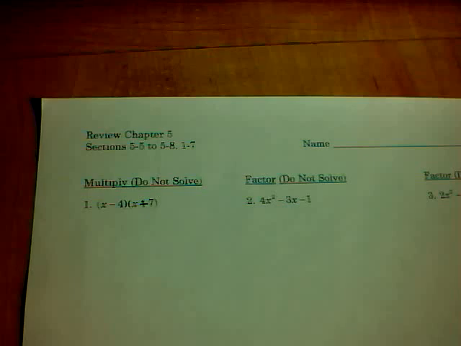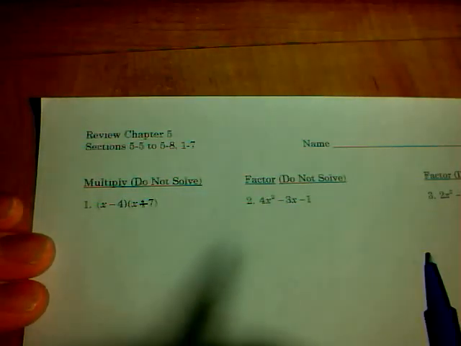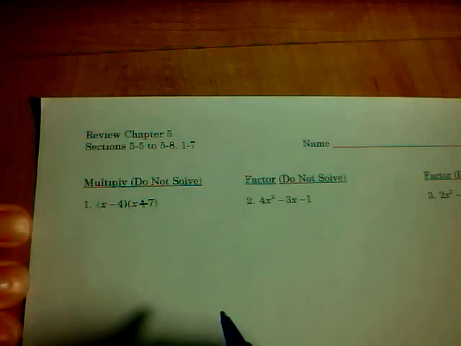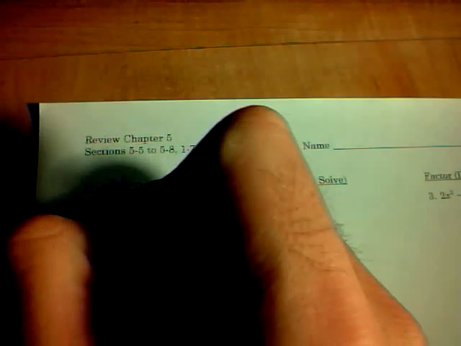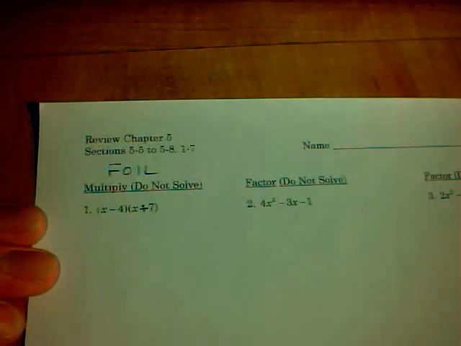Alright, here's the review for the Unit 4 test. I'm going to start with problem number 1, in which all we're asking you to do is to simplify this problem using the FOIL process. And FOIL stands for first, outer, inner, last.